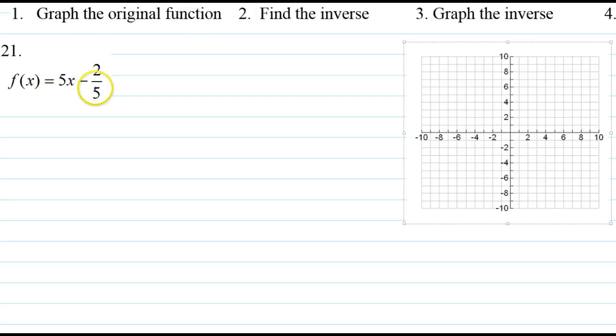Alright, for 21 we're going to change this to 5x minus 2 just to make the graph a little easier. So number 1, graph the original. Come over here to negative 2, your y-intercept, and go up 5, over 1, up 5, over 1, and down 5, over 1. Draw your line.